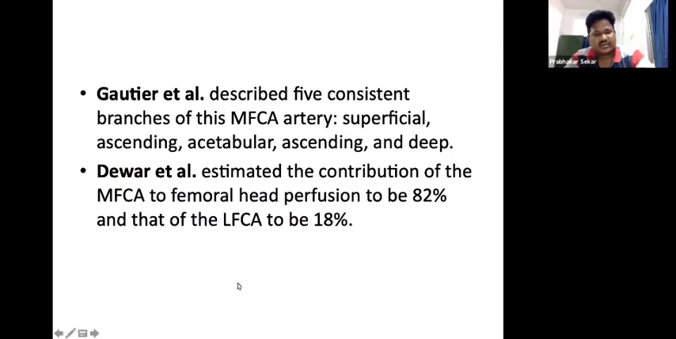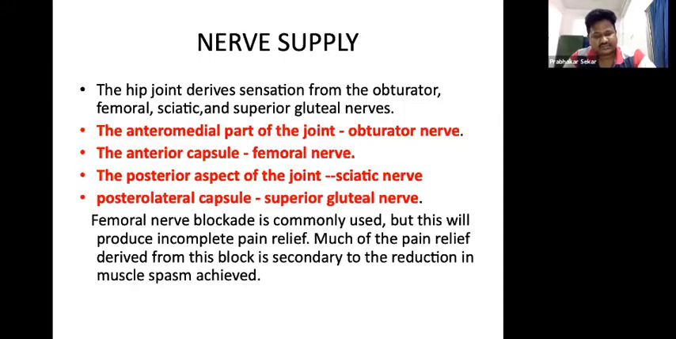So, Gautier et al. describe five constant branches of the medial femoral circumflex artery: superficial, ascending, acetabular, ascending and deep. Dewar estimated that the contribution of the medial circumflex femoral artery to the femoral head is around 82% when compared to the LFCA, the lateral femoral circumflex, at 18%.